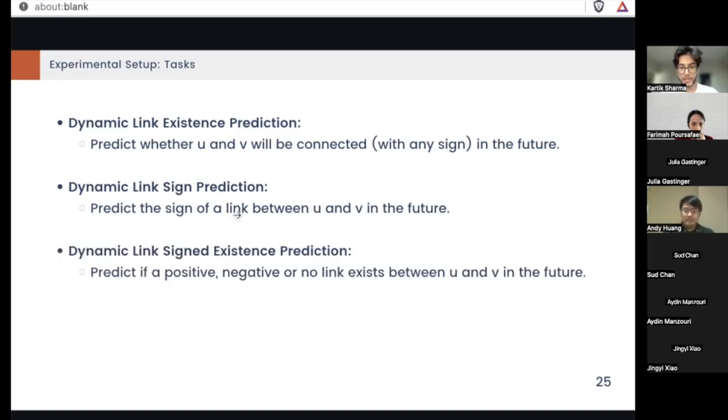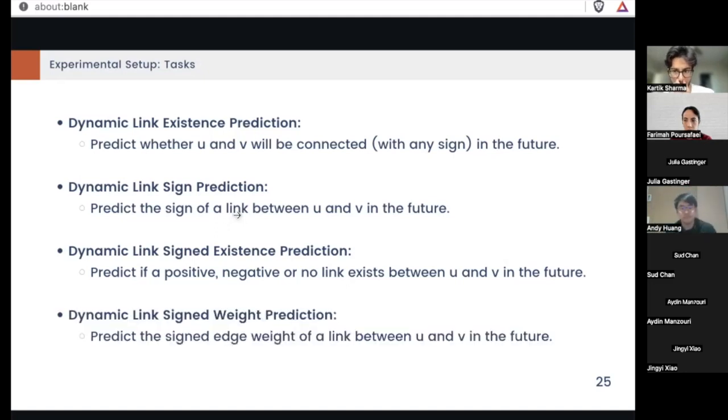The next task basically combines the two previous tasks. As a 3-class prediction, we would like to predict whether there would be a positive, negative, or no link between U and V in the future. So we predict if there would be a link between U and V in the future, and if there would be, then what is the sign of that link? And this we call dynamic link signed existence prediction.